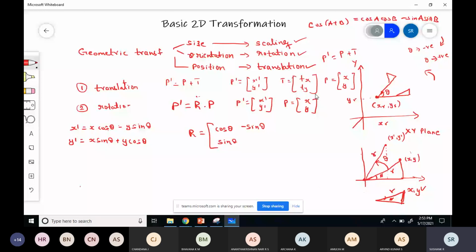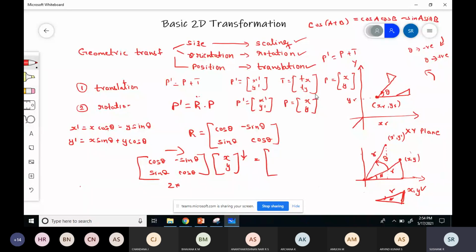You can ask how this is generated, sir. See, for example, R is a rotational matrix: cos theta, minus sin theta, sin theta, cos theta. And the coordinate positions are x and y, that is P. Now I do the matrix multiplication. It is 2 cross 2 and this is 2 cross 1, so the result will be a 2 cross 1 column matrix.